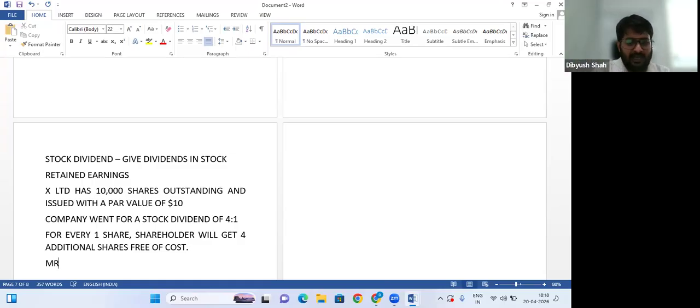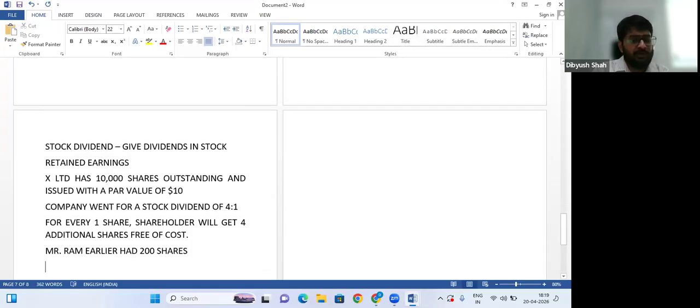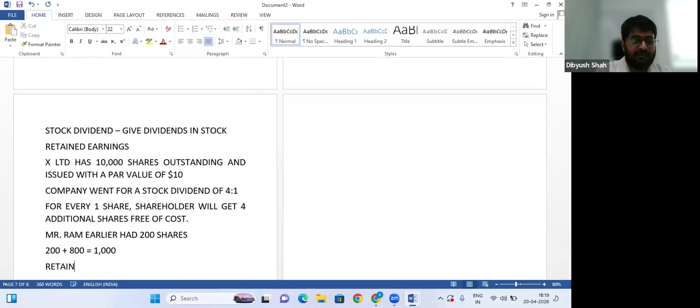So now let's say Mr. Ram earlier had 200 shares. Now he will have 200 plus for every one, 4 new. So for 200, 1000. The only difference, this will be issued out of retained earnings. So par value will not change.